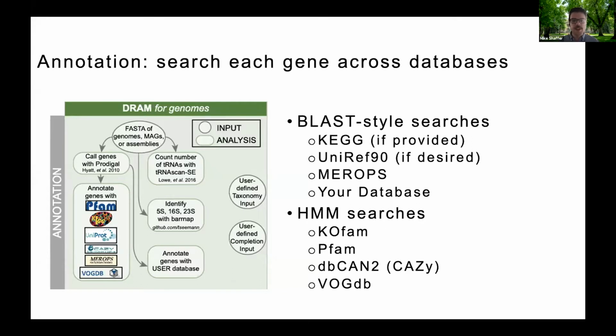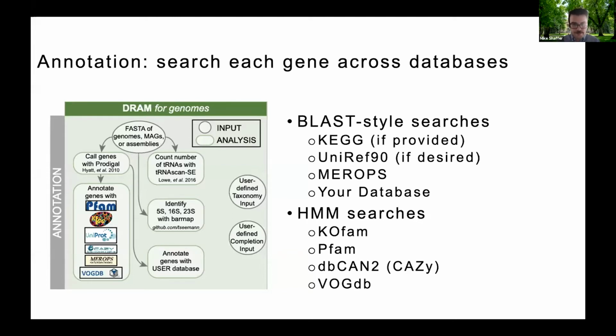Finally, you can search against your own custom database. You can give DRAM a database that you built yourself, and DRAM will search against that with a BLAST-style search and return the best annotations from that. DRAM will also do HMM profile searches, so hidden Markov model profile searches against KOfam if you don't provide KEGG genes, so you can still get KEGG orthology annotations.